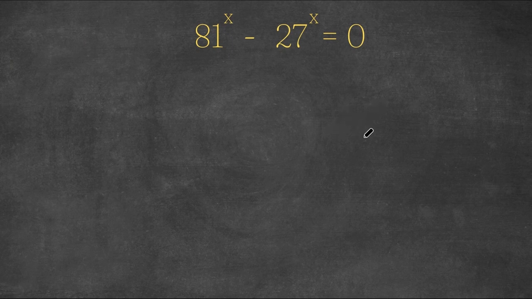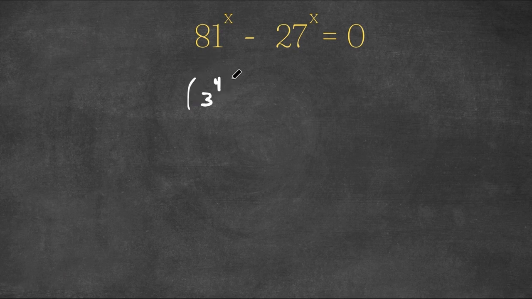In today's video, I'm going to be teaching you guys how to solve this exponential equation. So we have 81 to the power of x minus 27 to the power of x equals 0. Now, what I'm first going to do is change 81 to 3 to the power of 4. So I'm going to replace 81 with 3 to the power of 4.